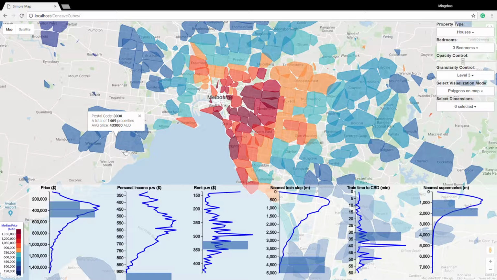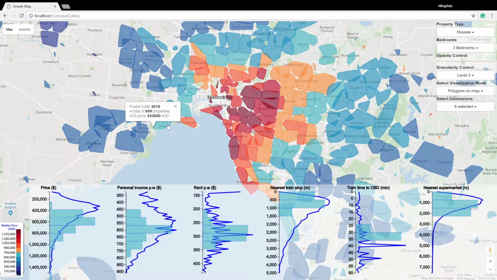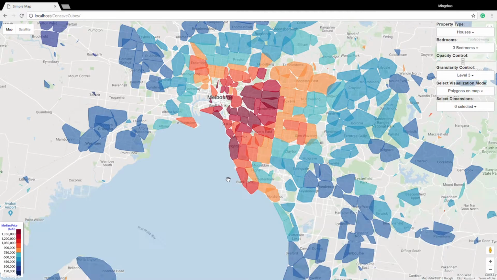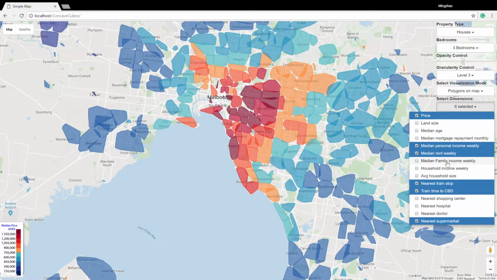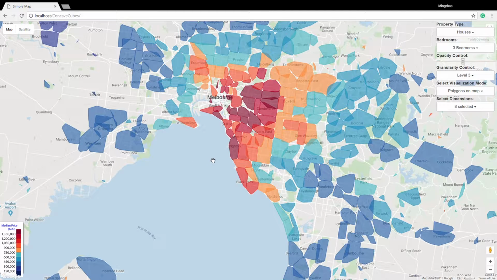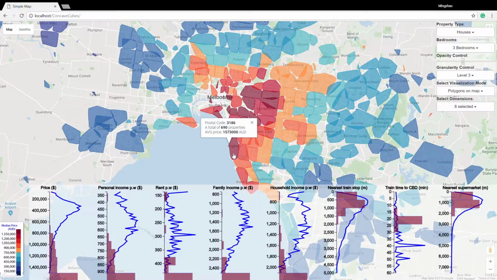For each dimension measure, a histogram summarizes the information of the selected cluster, and a joined line chart presents the global information. For example, here I selected 8 measures, including house price, distance to the nearest hospital, and so on. Then when I select a cluster in the suburb of Brighton, 8 histograms plus line charts will be drawn here.